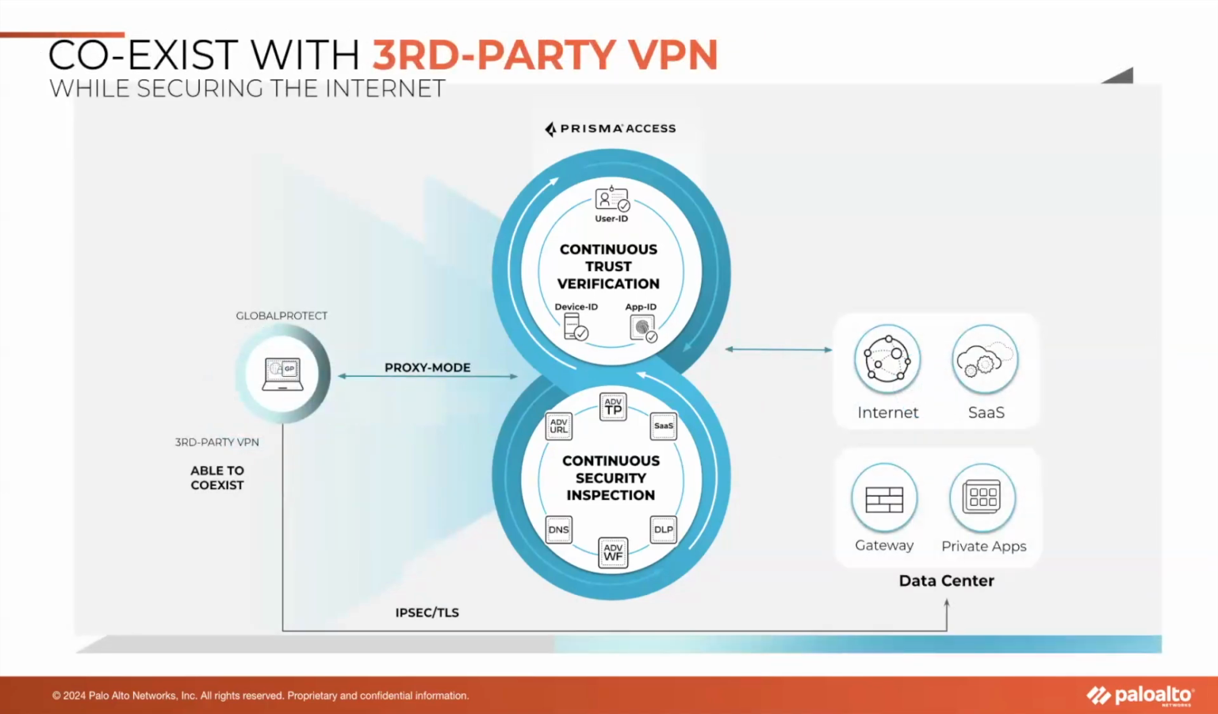We can also coexist in the proxy mode with third-party VPNs. So the access to the private apps in the data center could go via the third-party VPN, via the IPsec or TLS tunnel. Whereas in the case of internet access, we can have the continuous security and trust inspection via the proxy mode, so that all traffic that is towards the internet or the SaaS applications is protected by the explicit proxy.